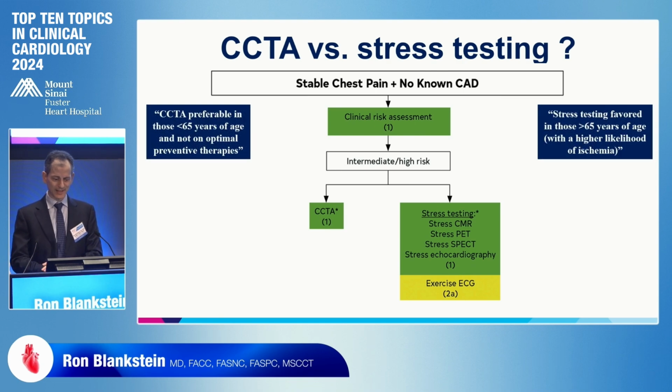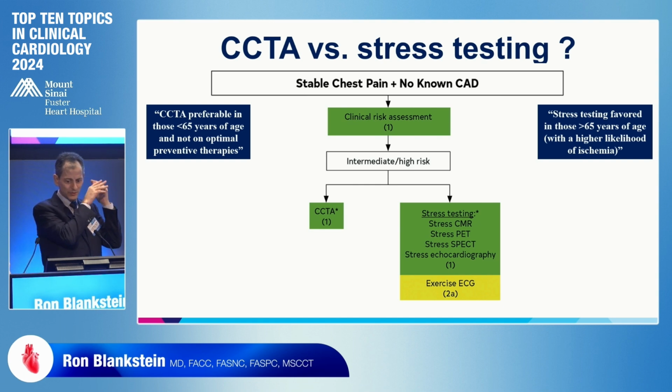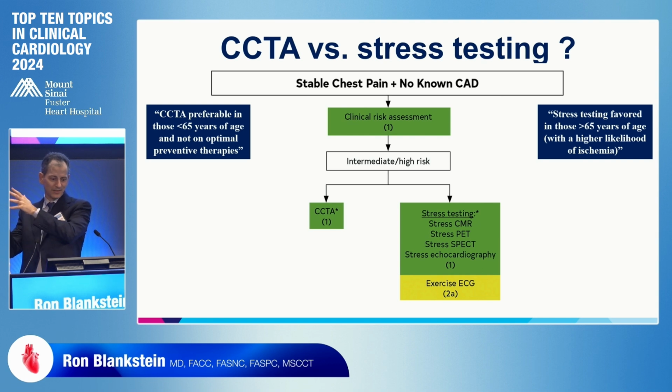But the big question then is, how do you select and how do you decide to do, at a place like Sinai where you can do any of these tests, how do you decide to do a stress PET or a CT or a stress echo? And the advice that we provide in the guidelines is that CT may be preferable in younger individuals, not on optimal preventive therapies. And the rationale there is CT can detect plaque that we are not going to be able to see on other tests, and that's going to lead to initiation of preventive therapies.